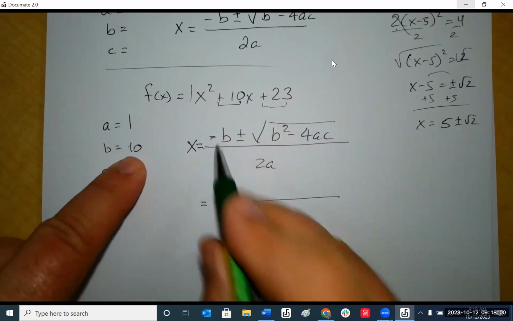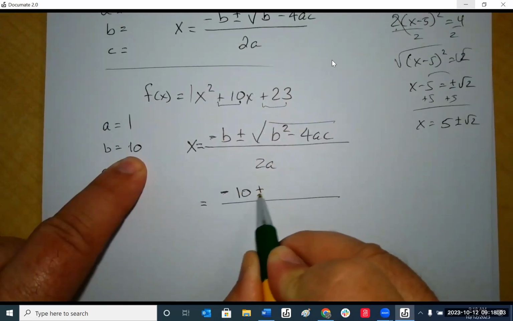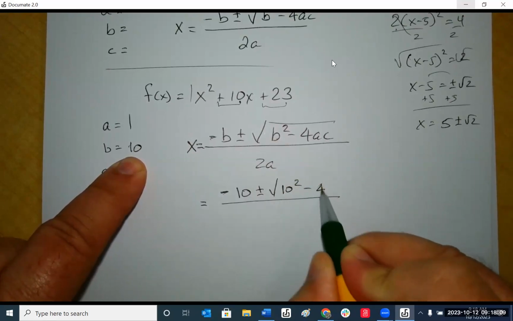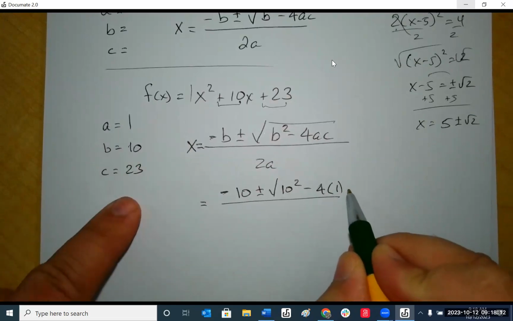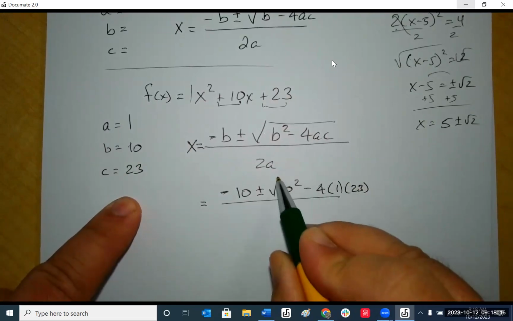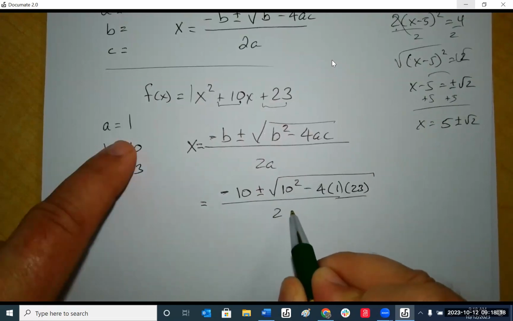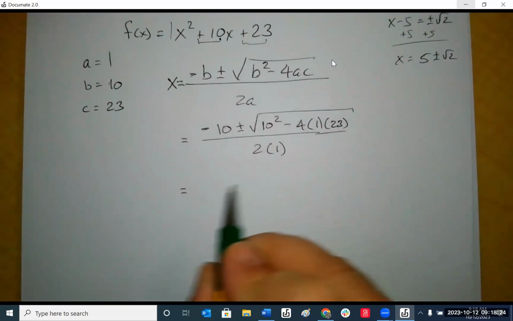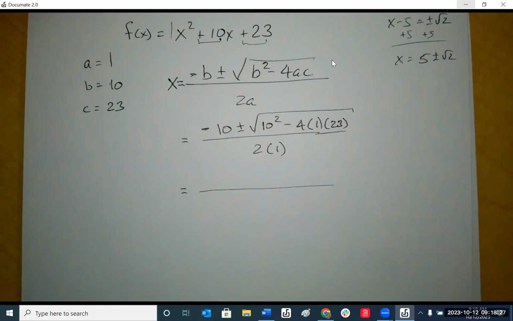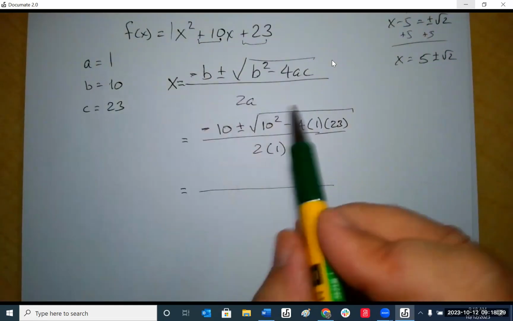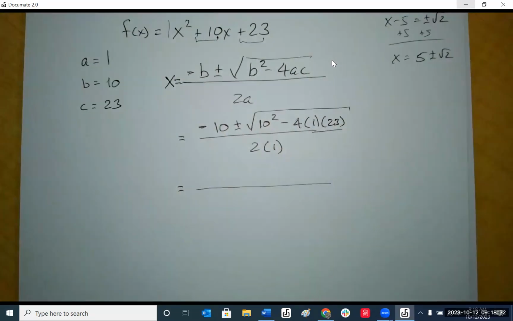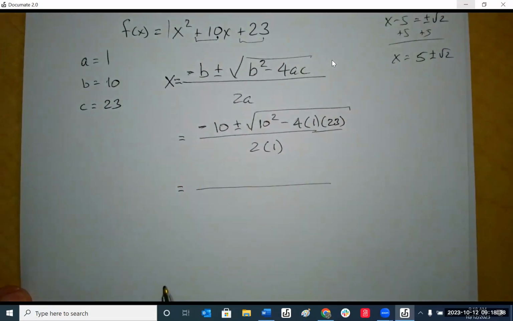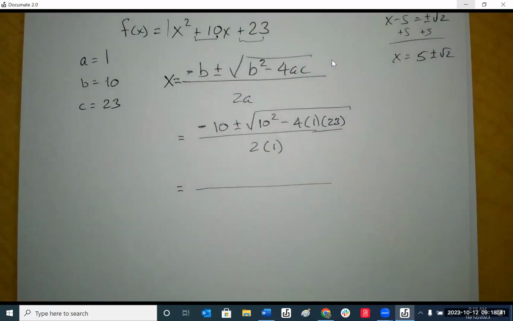So we have negative B, which is negative 10. B is 10, squared. A is 1. C is 23. And A is 1. If these numbers are negative, put them in parentheses before you plug them in. So if B was negative 10, you have the negative of a negative 10, and negative 10 in parentheses squared.